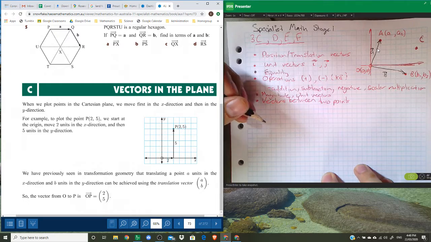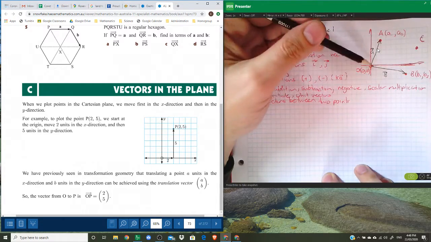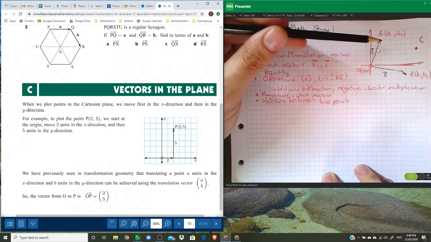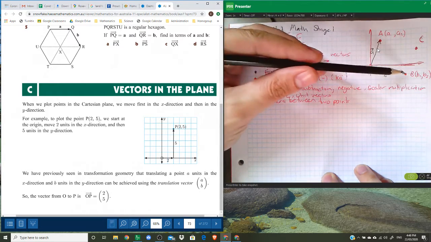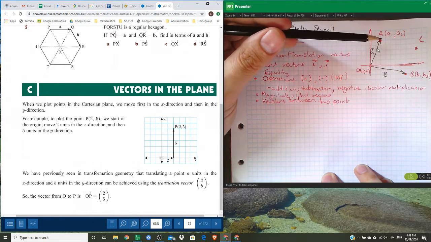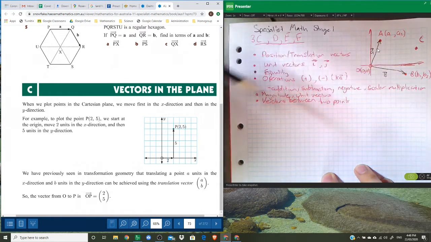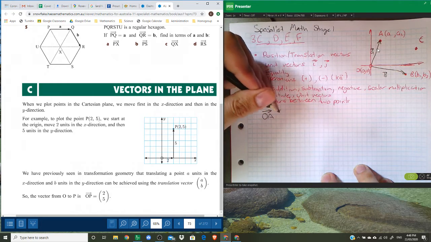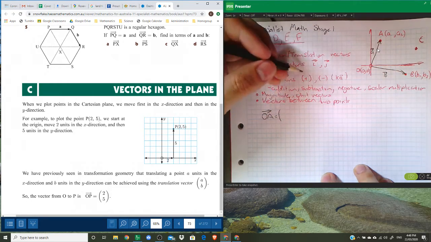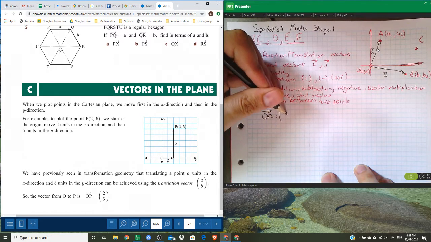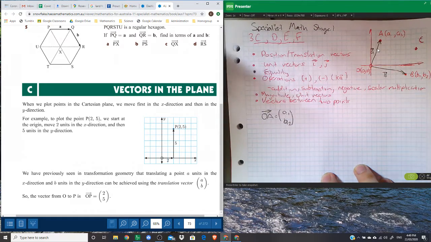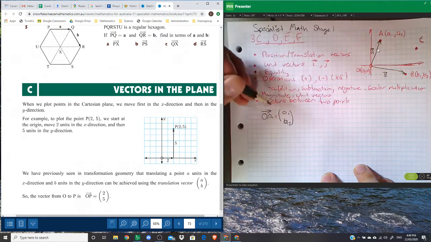So if I've got these vectors here, the position vector often represents where the position of A is relative to the origin, and where the position of B is relative to the origin, and we're talking about the vector moving from O to A or O to B, respectively. So if I was to work out, for example, OA, the vector that goes from O to A, well, that will be the coordinates of A, which would be A1, A2. Okay, that's the position vector, or the translation vector if you prefer.